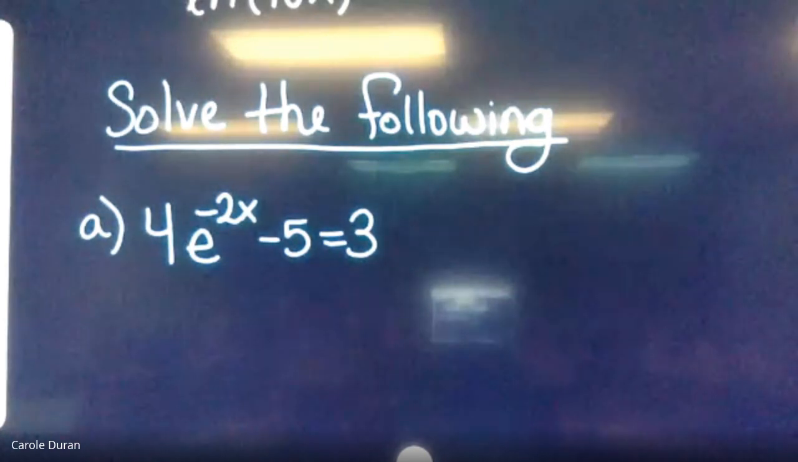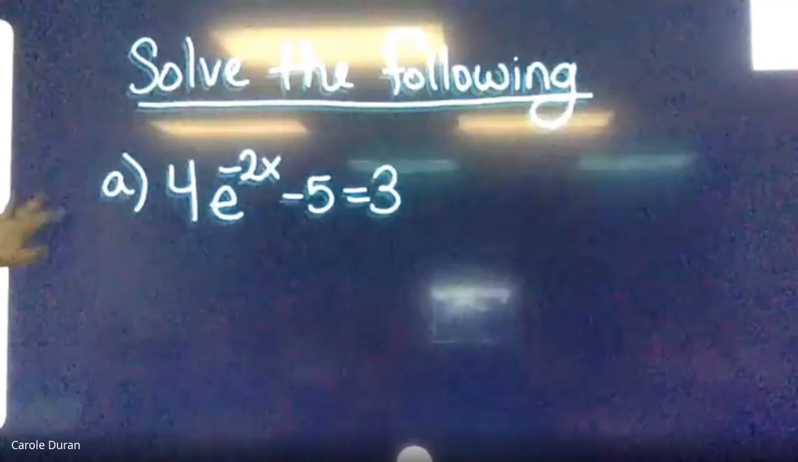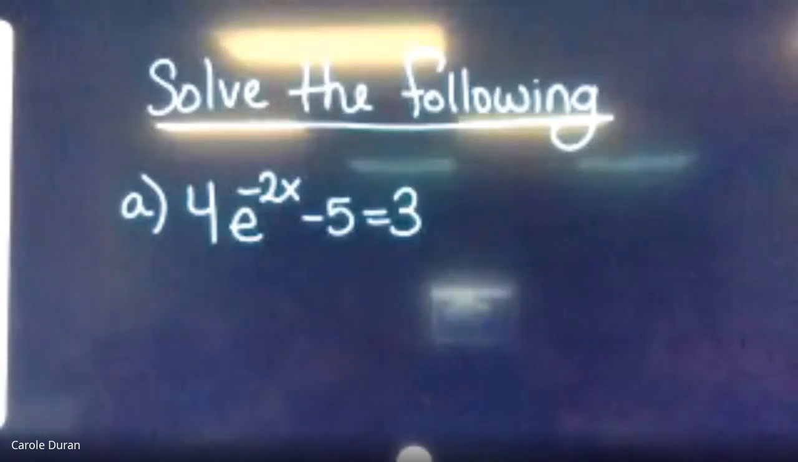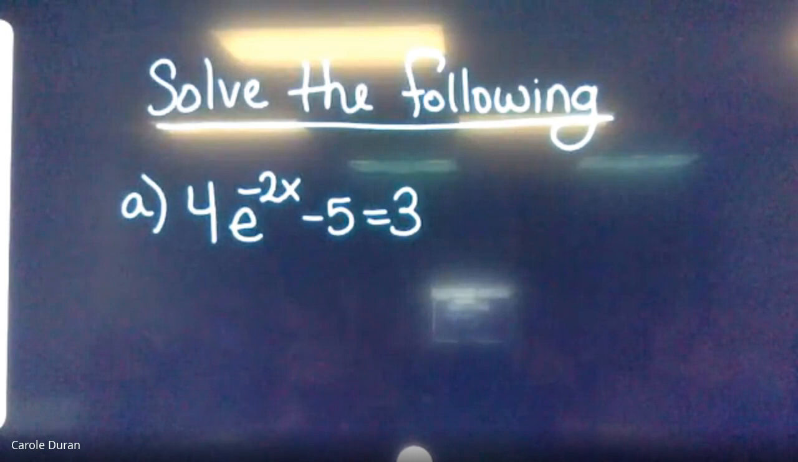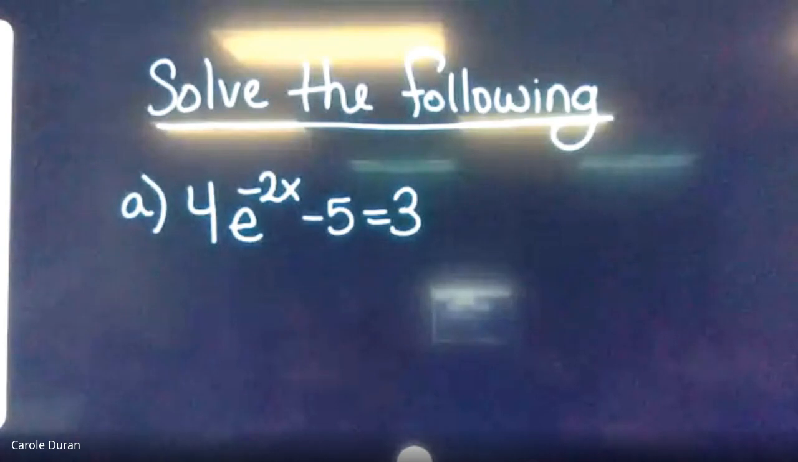Okay, so the equation that we are trying to solve is 4e to the negative 2x, minus 5 equals 3. My goal is to solve for x, so I'm gonna have to move everything else first. What do you think is the first thing I'm gonna move here? The negative 5. I'm definitely gonna have to add that over to the other side.